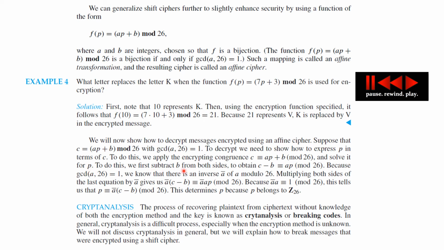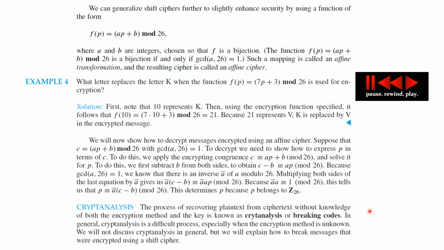And to do this, we first subtract b from both sides to obtain this. And because the greatest common divisor is 1, we know that there is an inverse a bar, so we can multiply both sides by a bar to give us this. And because a bar a is congruent to 1 mod 26, we have solved this, and that determines p. And p belongs to Z 26, and this is the thing that we have aligned with the letters of the alphabet.